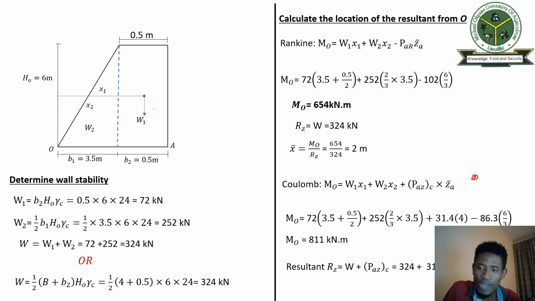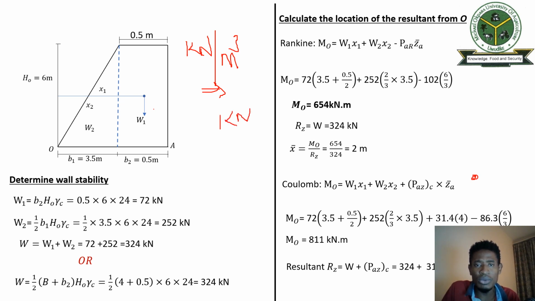If I want to convert unit weight, which is in kilonewton per meter cube, to force or to weight in kilonewton, I will multiply by area. Sorry, I'll multiply by volume. So I have kilonewton per meter cube. I want to convert this parameter to kilonewton only. So what I will do is this. I'll multiply it by this.